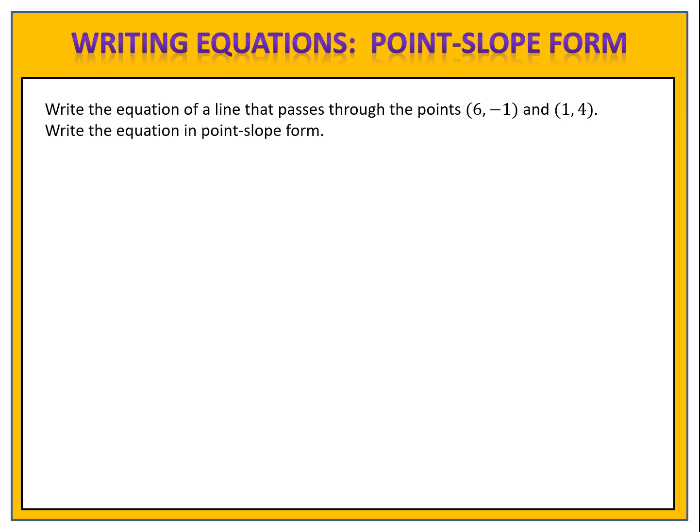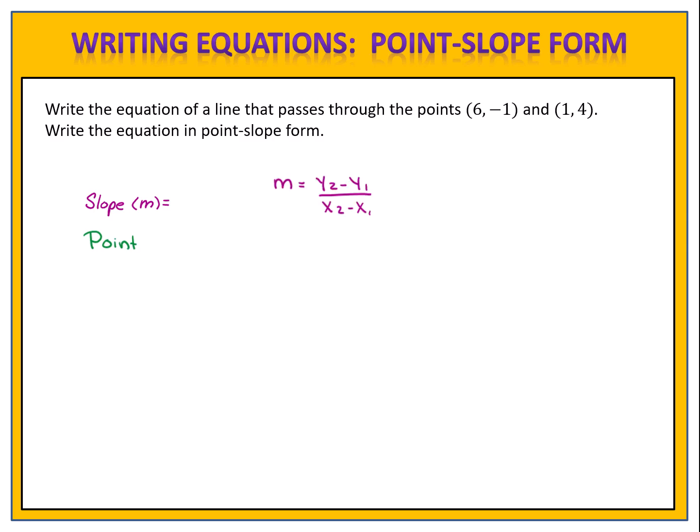In our next example, we want to write the equation of a line that passes through the points 6, -1 and 1, 4. Write the equation in point-slope form. To write the equation in point-slope form, we need 2 things, the slope and a point. I look at the problem and I notice that they did not give me the slope this time, but they did give me 2 points, so I'm going to have to calculate the slope.